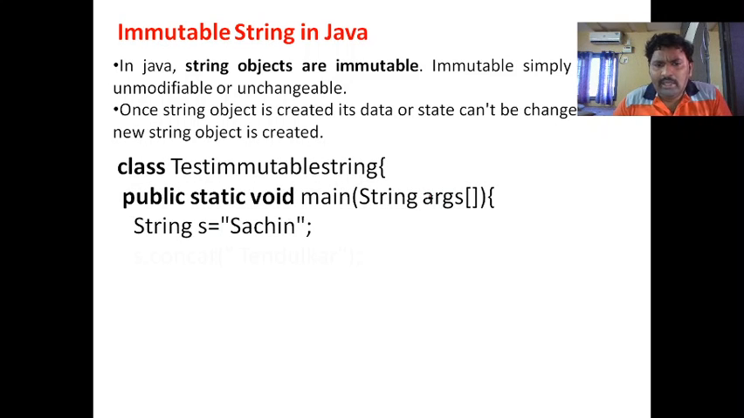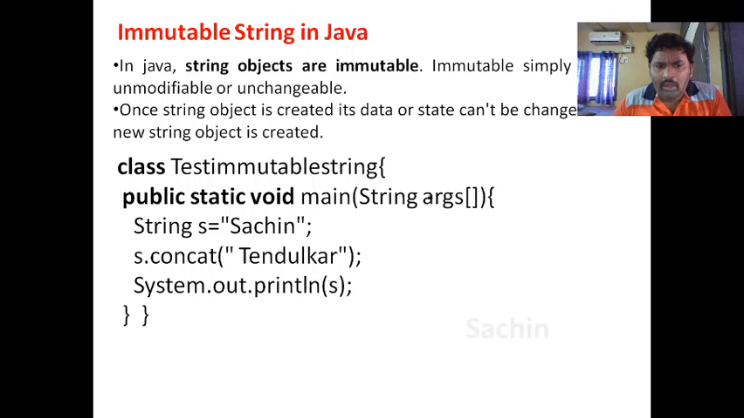The reason is very simple. See here, I have string s is equal to Sachin, and I have concatenated to the s object a new word called Tendulkar. Now if I print s, what am I going to get? You may think that we are going to get Sachin Tendulkar. No, the output is only Sachin.